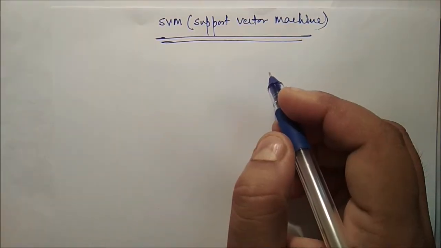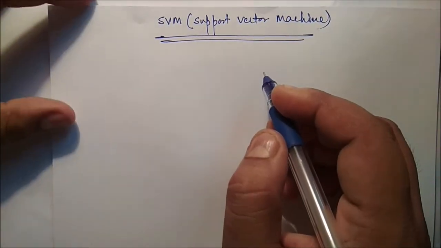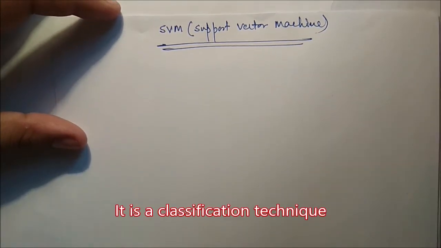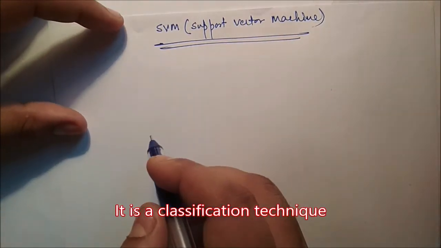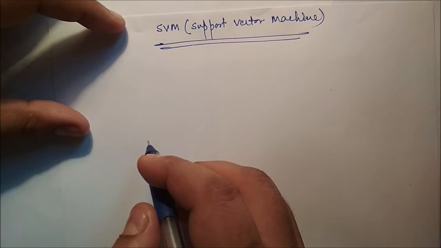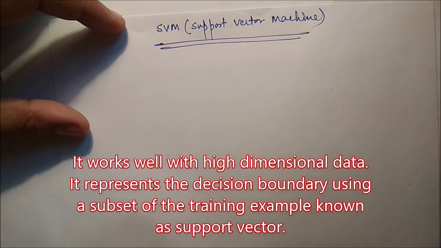Hello friends, welcome back. In this video, we'll discuss support vector machine, or SVM. It is a classification technique that works very well with high dimensional data, and it represents the decision boundary using a subset of the training examples known as support vectors.